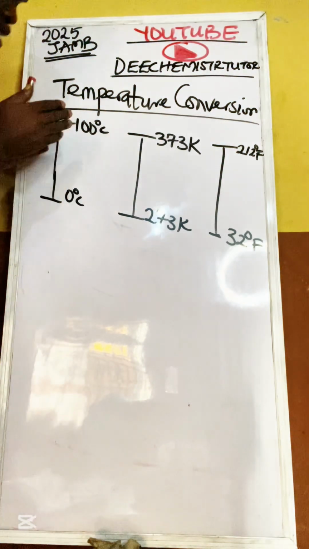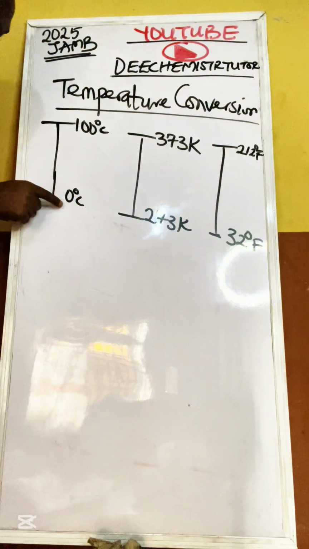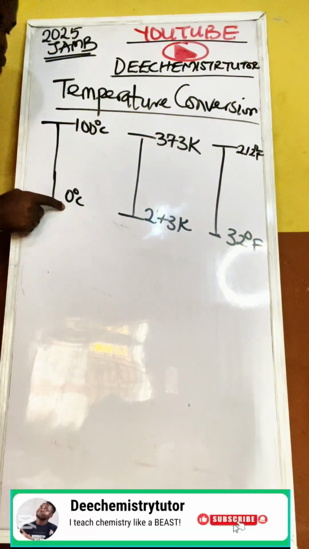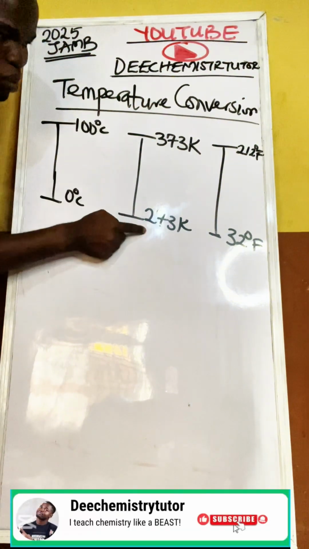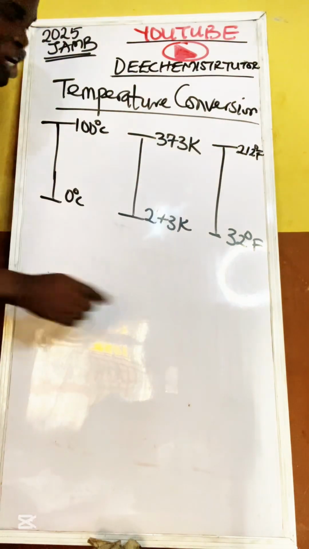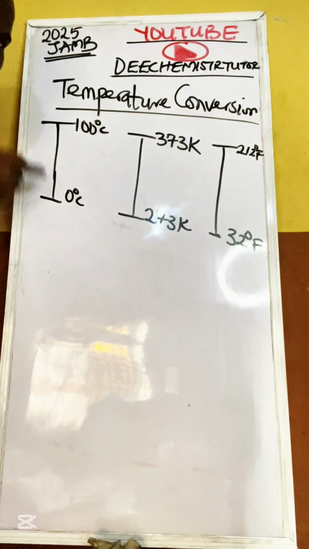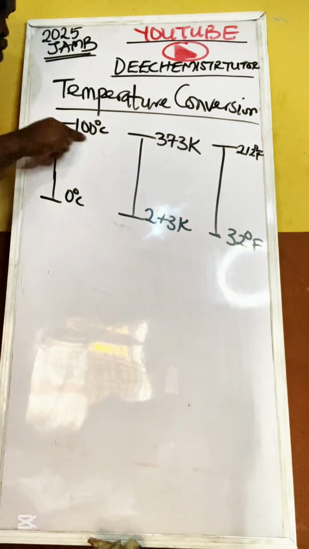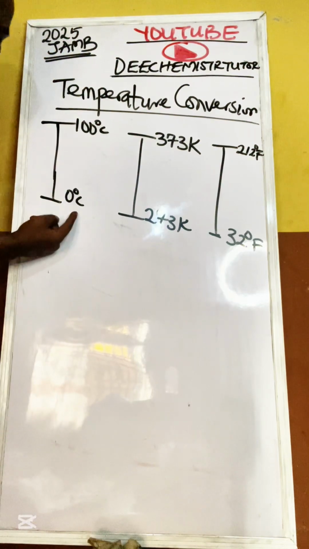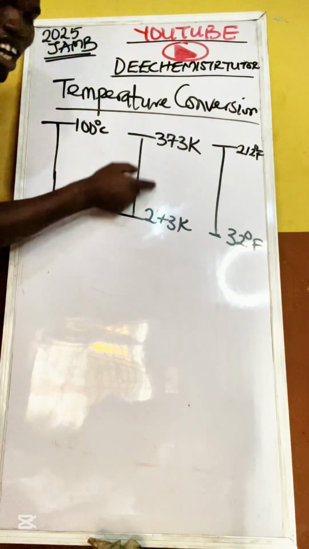Now look at it. Please take note of something. That means there is something we call upper point and lower point. So JAMB can ask you, what is the upper point of a Celsius scale? This is a Celsius scale. It's 100 degrees Celsius. The lower point is what? 0 degrees Celsius.